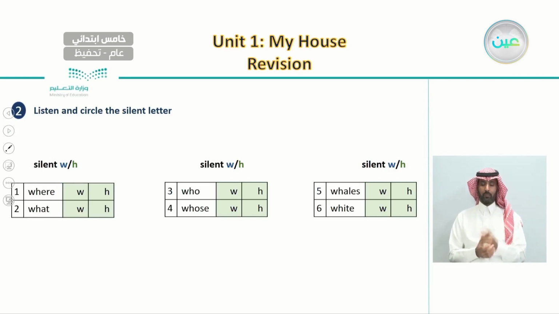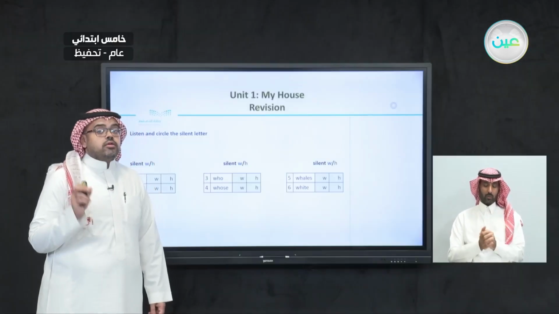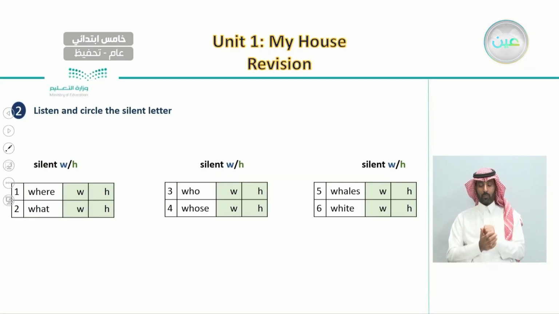Now let's listen to the second exercise. And here in this exercise, what we're going to do is we're going to listen and circle the silent letter. So here we are going to circle either silent W or silent H. So as you can see, the whole list of these words have one thing in common, that all of them have the WH. But we don't pronounce all of them.